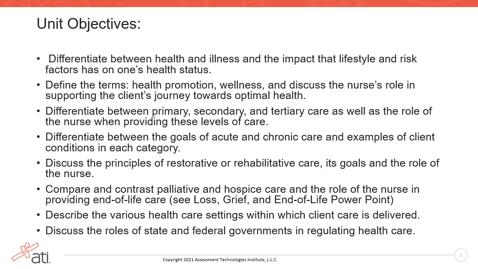We're going to differentiate between primary, secondary, and tertiary care, as well as the role of the nurse when providing these levels of care. We're going to talk about the goals of acute and chronic care and examples of client conditions for each of these. We're going to discuss principles of restorative and rehabilitative care, its goals, and the role of the nurse in these. Compare and contrast palliative and hospice care and the role of the nurse in providing end-of-life care.